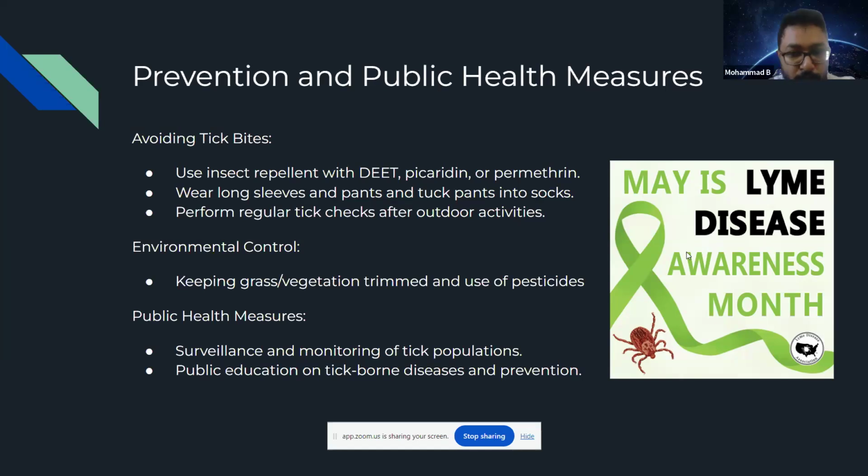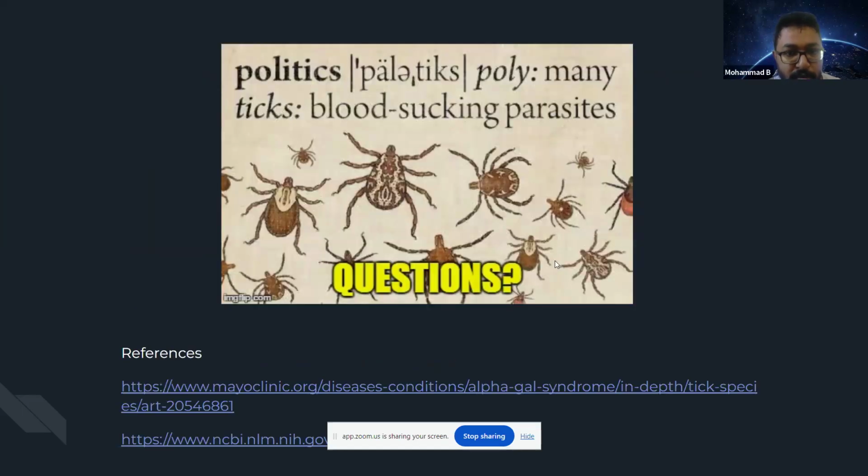And lastly, for Lyme disease and other tick-borne diseases, it's best that we spread awareness of the different diseases that ticks might cause. And any questions?